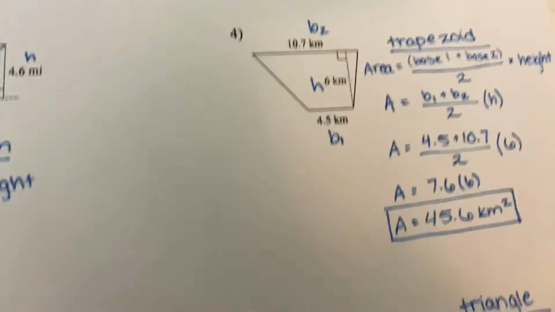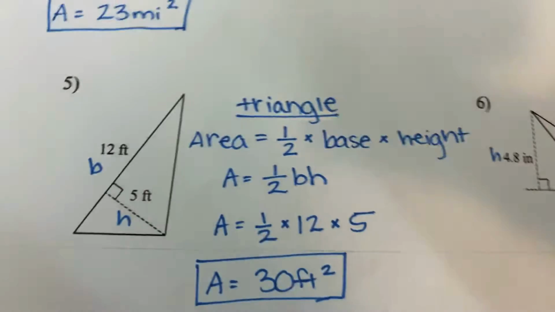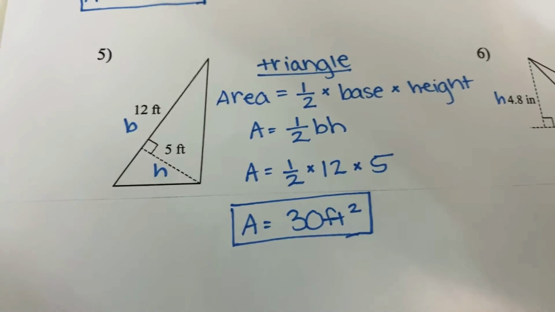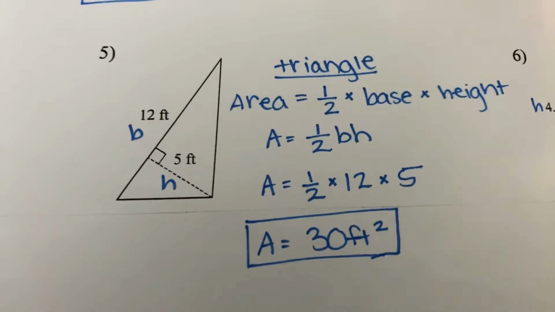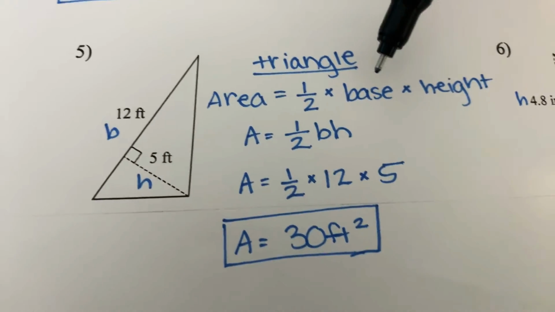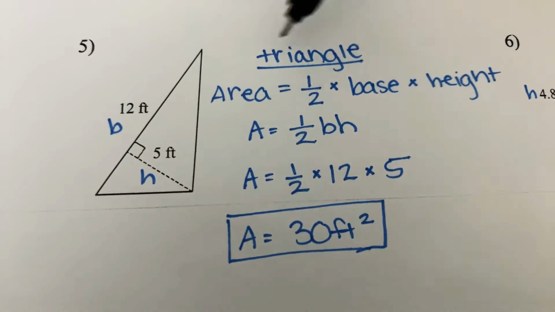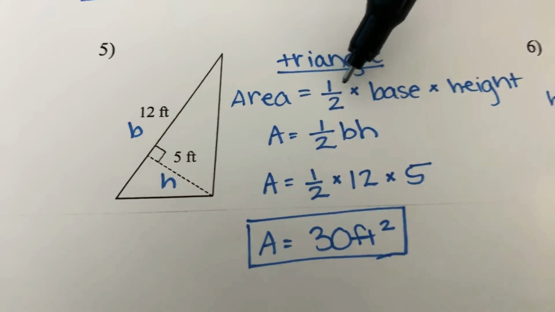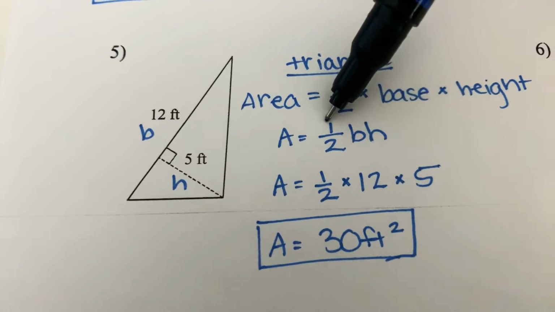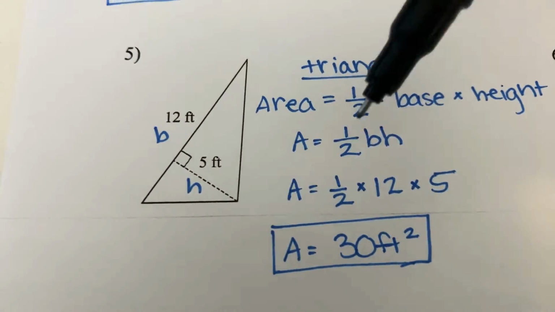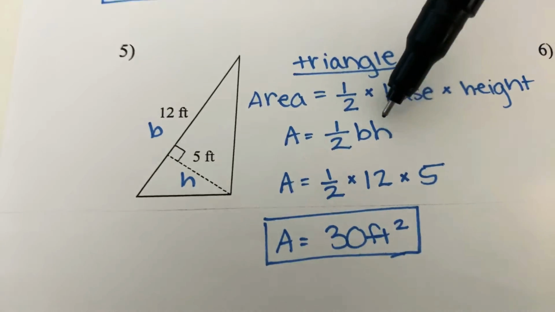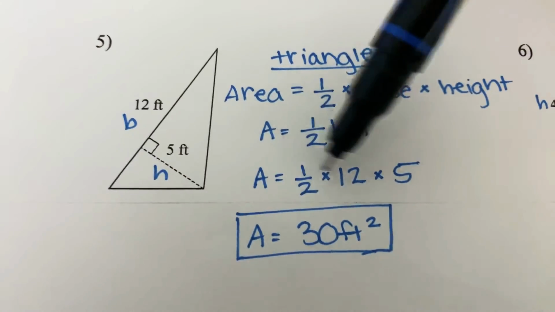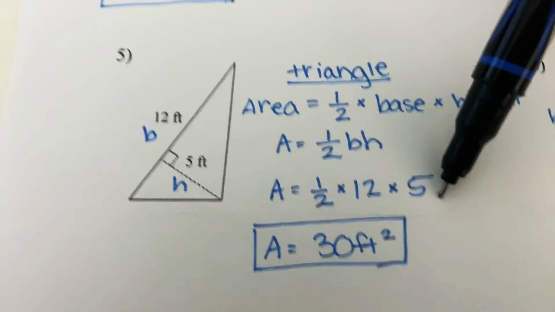Okay, moving on, we have a triangle, and the triangle also includes base times height, but you have to take that base times height and divide it in half or multiply it by 1/2. Okay, so simplified, it's going to be 1/2 BH, so 1/2 base times height. And all you're going to do is type in your calculator 1/2 times the base times the height.